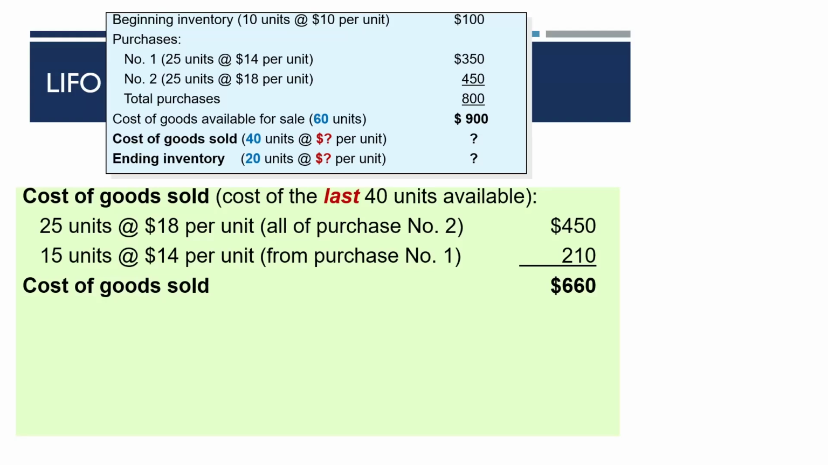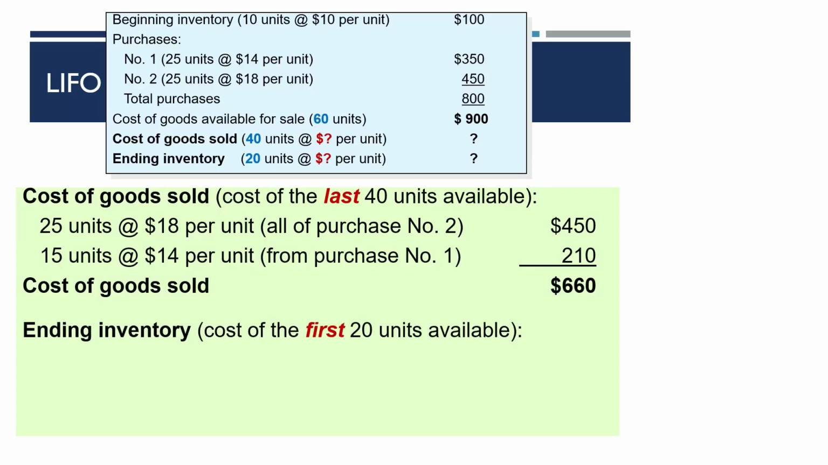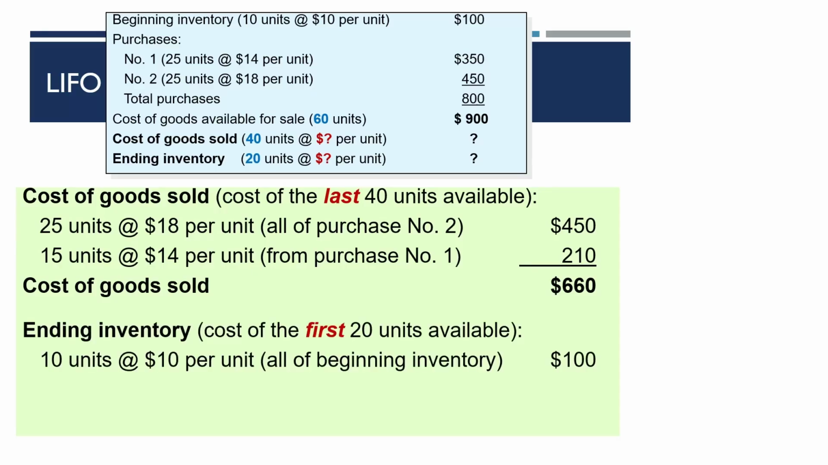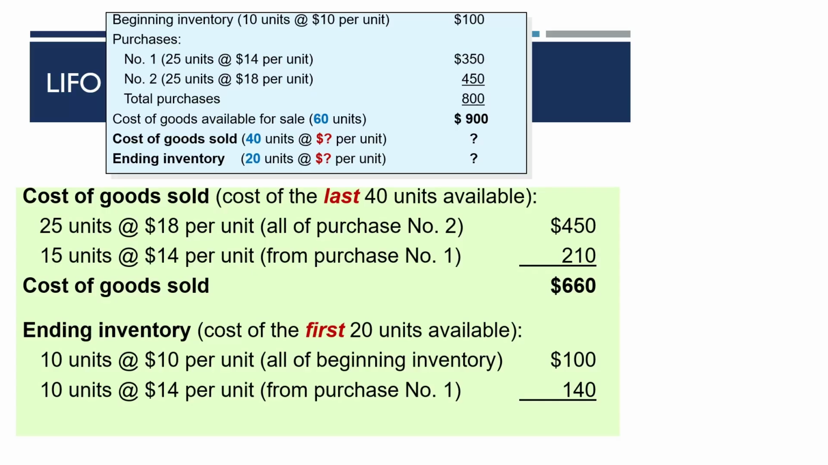What units are we still going to have in inventory, in the asset inventory, carried over to the next period? The ending inventory is going to be based on the oldest units, which are 10 units at $10 that we started the period with. So we haven't dipped into those. Those have remained. And we have added an additional layer, 10 units at $14, which was from purchase number 1. So our ending balance of the inventory is going to be $240.